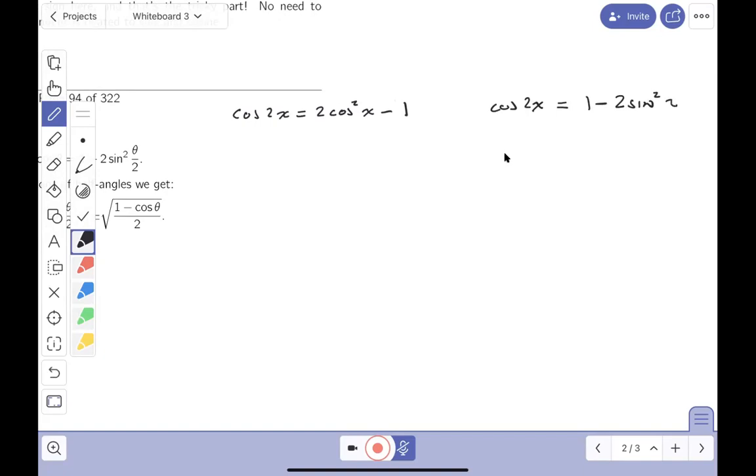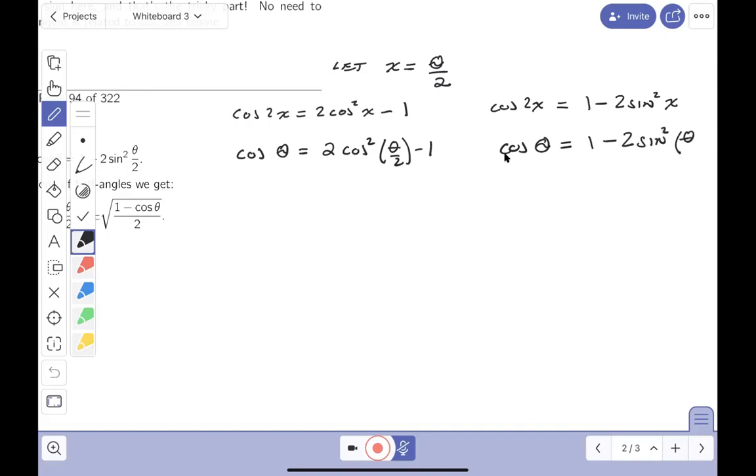What I want to do now, I want to let x equal theta over 2. Well, let's write that down now. What are you going to get? Cosine. Well, 2 times theta over 2 is just theta. Equals 2 cosine squared. Well, x is theta over 2 now. Let's do this one over here. It's going to be cosine theta equals 1 minus 2 sine squared theta over 2.